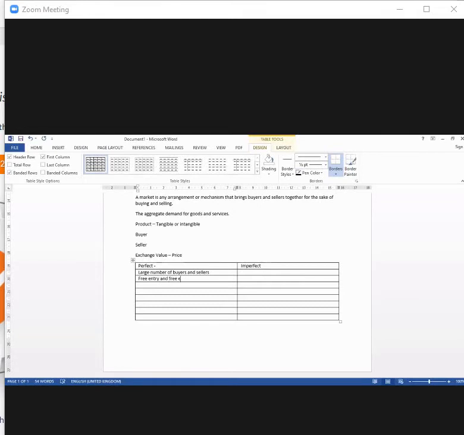Now, when we think of free entry and free exit, don't begin to come into Alaba International Market. The gate is always open. So when you want to leave Alaba, it's also open. So you can enter freely and exit. No, it is talking about becoming a part of the market in the sense of either being a buyer or a seller.